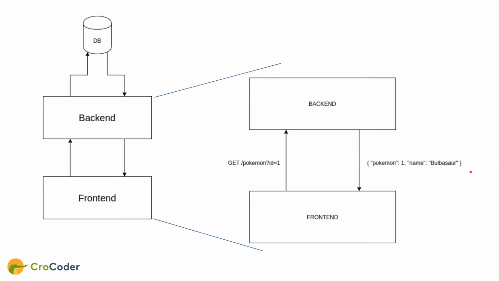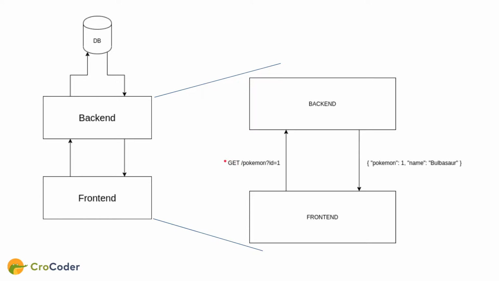Some REST APIs return XML or some other way of serializing data. In this example, we will be using JSON because JSON is returned 99% of the time from any REST API. So okay, what is this GET and what is an HTTP request?